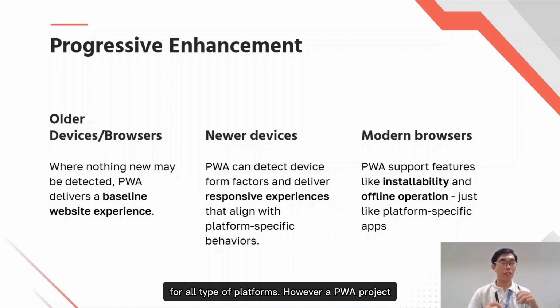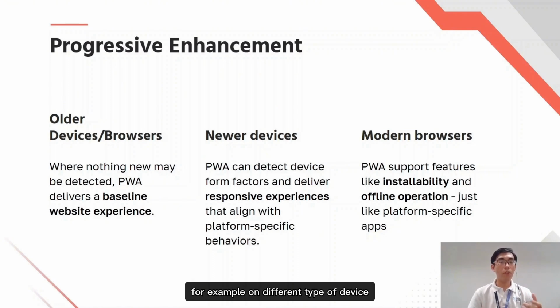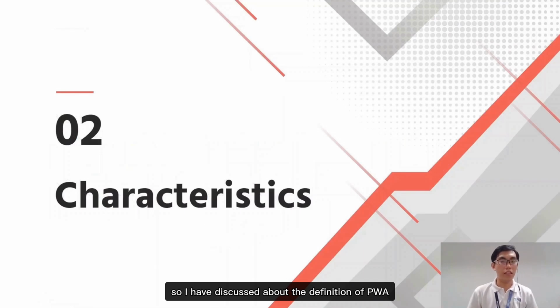However, PWA can adapt and change its behavior based on the type of device or the type of browser. For example, on different types of devices, the PWA can have an interface that brings out the best user experience. And for modern browsers, PWA can be installed and used as an app, and PWA can perform even when there is no internet connection. So I have introduced the definition of PWA.